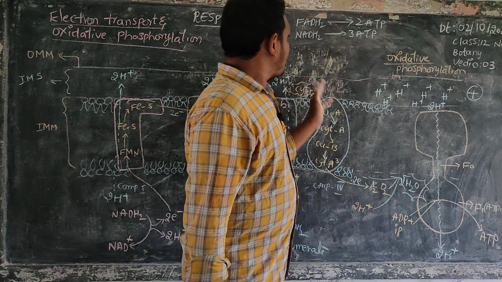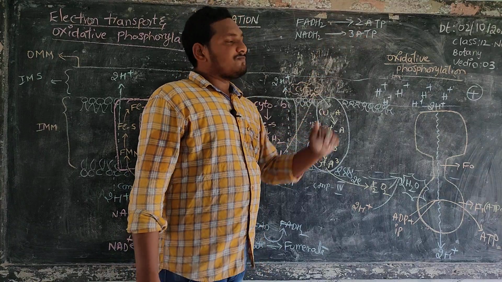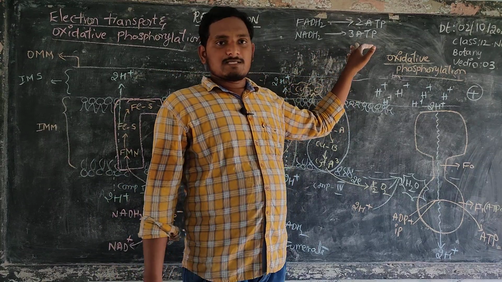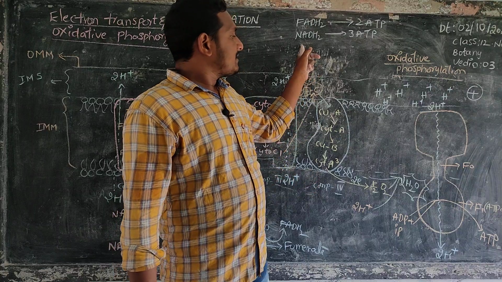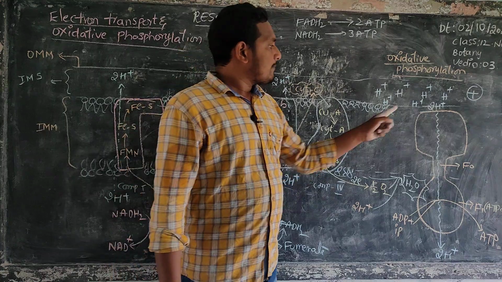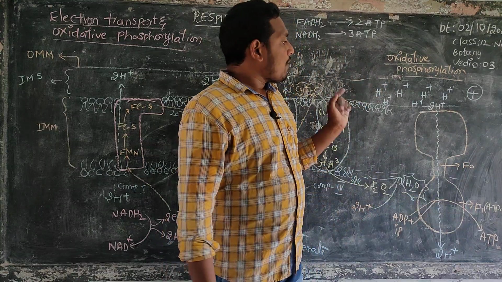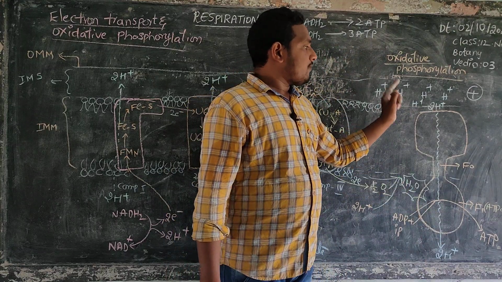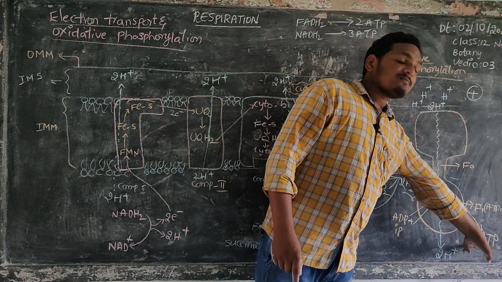So FADH2 is equal to 2 ATPs. One molecule of FADH2 is equal to 2 molecules of ATP. 1 molecule of NADH2 is equal to 3 ATPs. 1 NADH2 splits into 3 pairs of protons. The first pair of protons makes up 1 ATP molecule, one more pair makes up one more ATP, and the third proton pair makes up the third ATP.